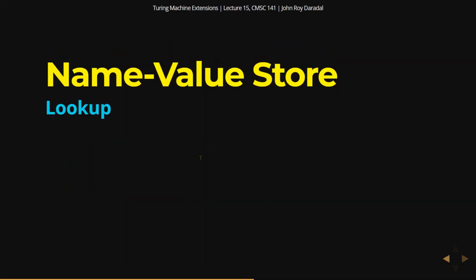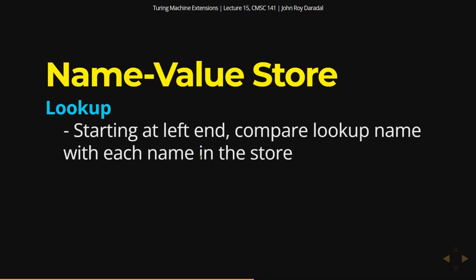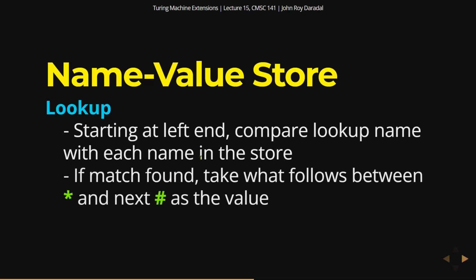So how will we do a lookup on our name value store? How will we get the values? Starting at the left end, compare the lookup name in tape 2 with each name in the store. If you find a match, then take what follows between the asterisk and the next hash as the value, because that is the value that is associated with the matched name.